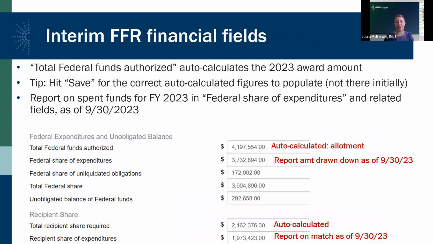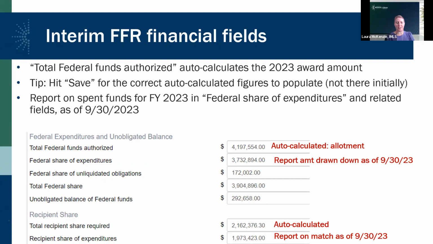And here we have the total federal funds authorized field. This is auto-populated, and it reflects the FY 2023 allotment amount. And you may note that you may have to open the report and hit save for the auto-populated fields to appear.